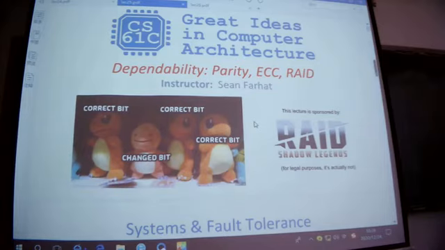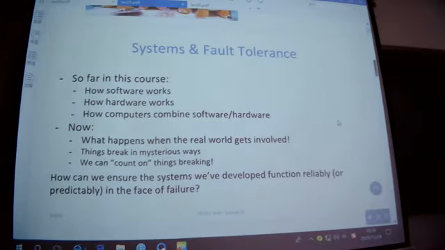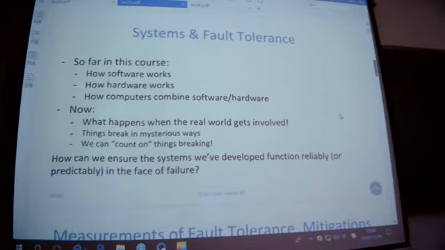Lecture 25. The topic of Lecture 25 is dependability. You can see in our class we have Lecture 25 and Lecture 26. In Lecture 25, systems and fault tolerance is the topic.